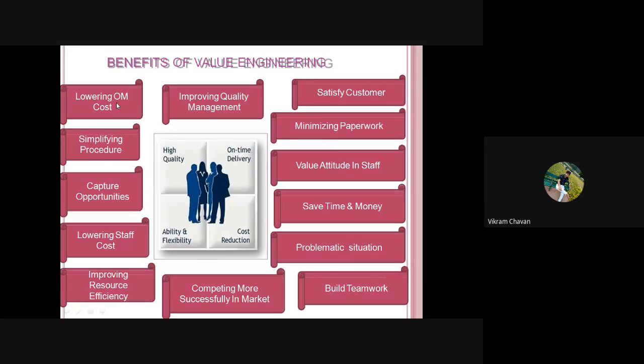Lowering operating and maintenance cost. Second one, simplifying procedure. Third one, capture opportunities.